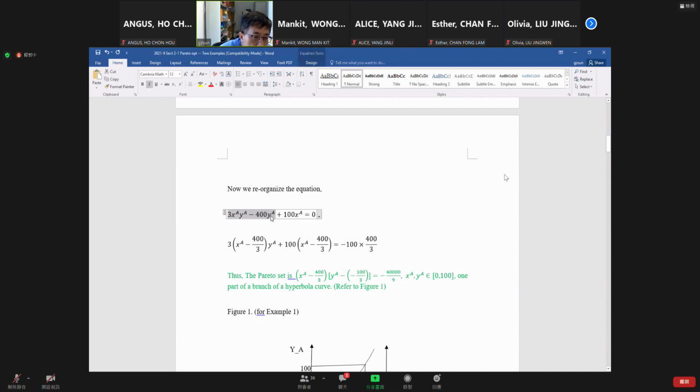Then what we can do, we extract ya, put ya outside. What's inside? 3xa minus 400. Again, we put 3 outside, then xa minus this number. This is something meaningful in understanding how the curve looks.